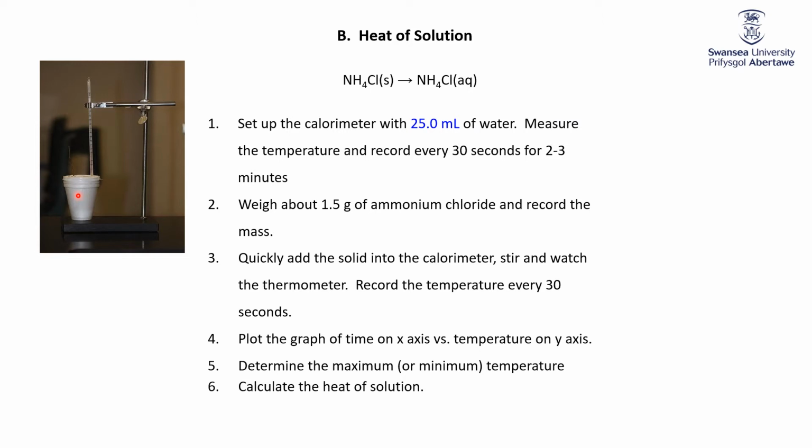And the idea is that you're going to start your reaction, quickly put the lid on, stir it, and measure the temperature. So we're setting up with 25 mils of water. That's how much water we've got. So that's in the pretty blue. Measuring the temperature, record it every 30 seconds so that we've got more than one reading on that starting temperature. While we're letting that get there, we can weigh out 1.5 grams or so of ammonium chloride. We do need the exact mass, of course. Add the solid into the coffee cup, stir it, watch it, record the temperature every 30 seconds.